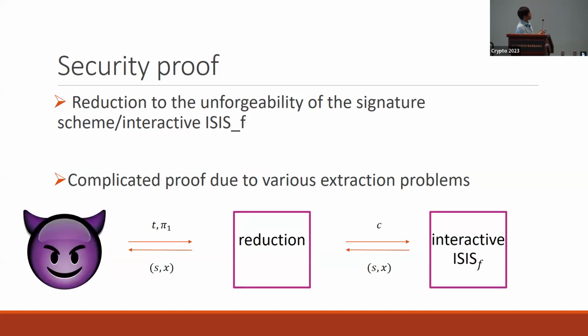But we can see that the adversary, as a user, sends the first message T and pi1, and if we assume that pi1 is straight line extractable, then we can get the attribute C, for which we can call the interactive ISSF oracle to obtain the credential S, X for which we pass. But there is also rewinding for pi2, so there is a lot of complicated stuff.